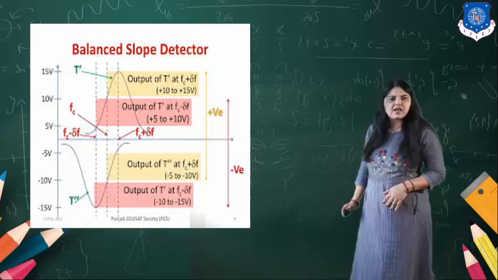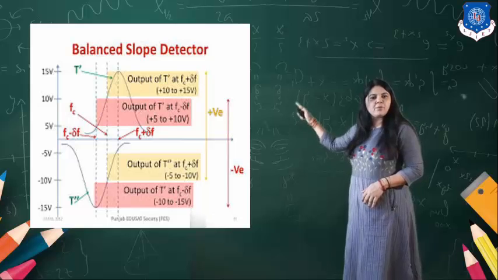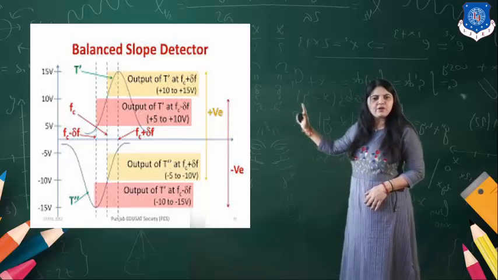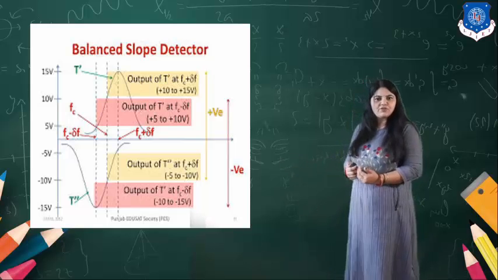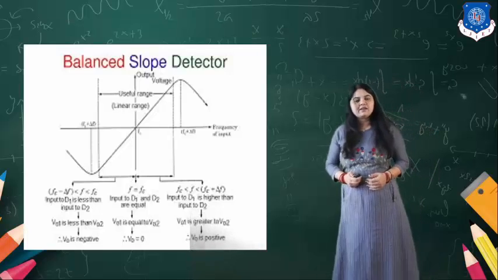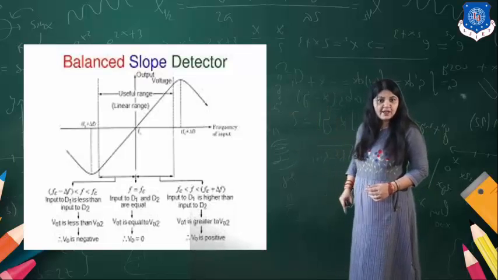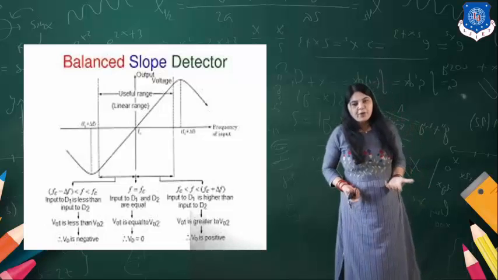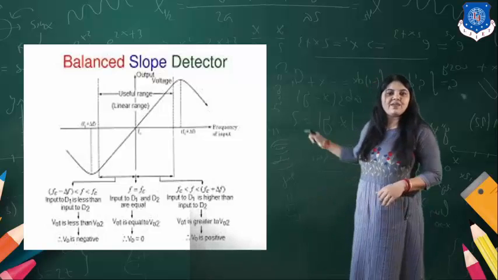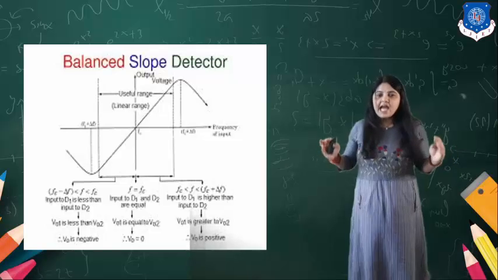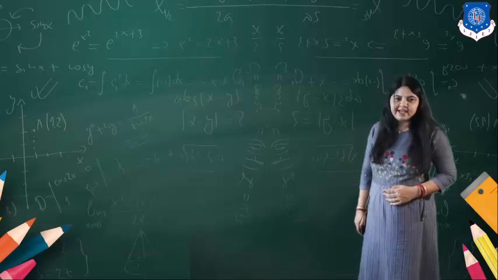Here you can see the balanced slope detector diagram. During the positive peak we have one output, during the negative peak we have the other output, and we can sum them and get better transfer characteristics. You can see that the linear region, the linearity, can be increased. The problem with the simple slope detector is a limited frequency range, but here we can increase the frequency range and have a good output for the balanced slope detector.